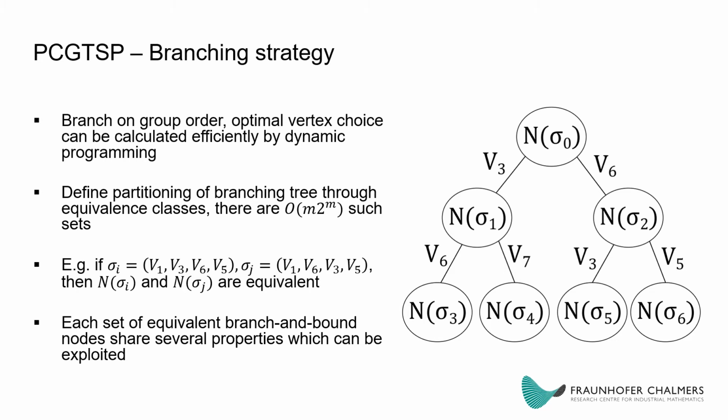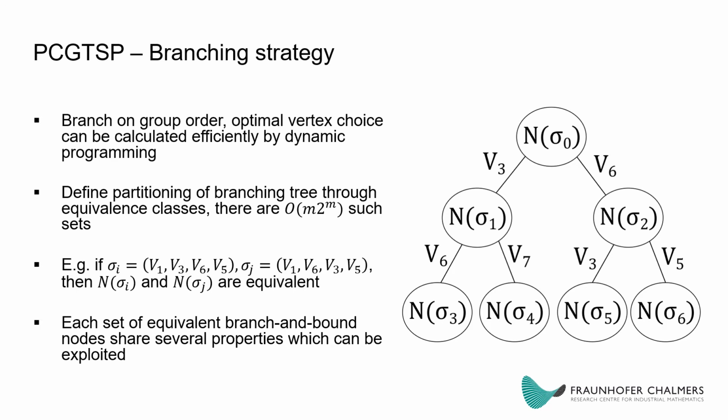There are two main reasons for using this branching strategy. Firstly, the number of groups is naturally much smaller than the number of vertices and vertex edges. A group typically contains around 10 vertices, but can contain as many as hundreds of vertex choices. So the size of the branching tree is severely limited by this strategy.